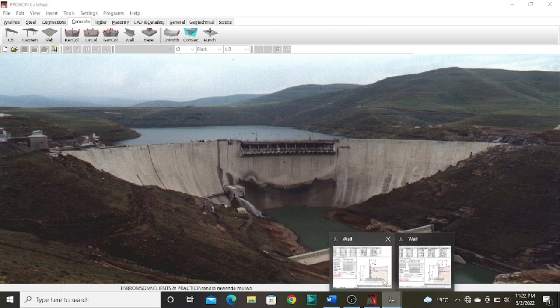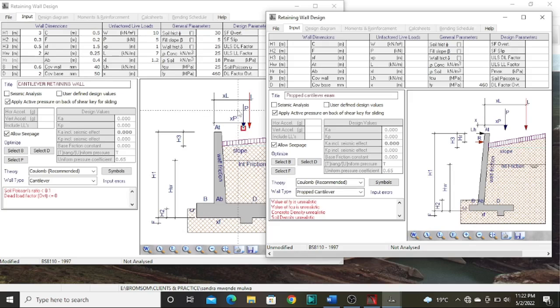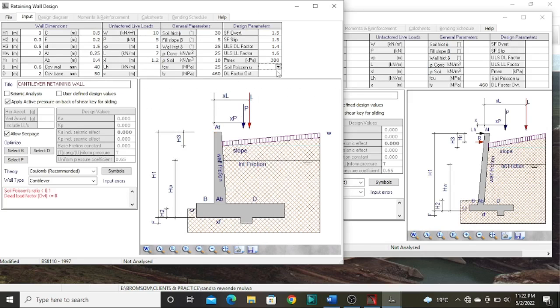Remember, these values are supposed to be obtained from the geotechnical report provided by your geotechnical engineer. Or if you're the only engineer on site doing the project and you do not have experience on the design of that triangle, kindly carry out a geotechnical investigation before you proceed to design your retaining wall. Therefore, we have been able to enter all this.